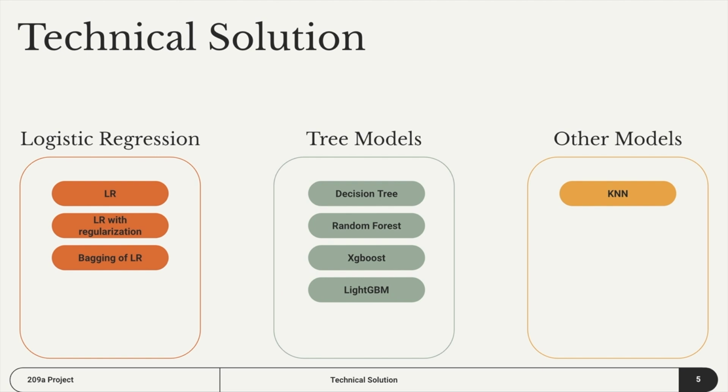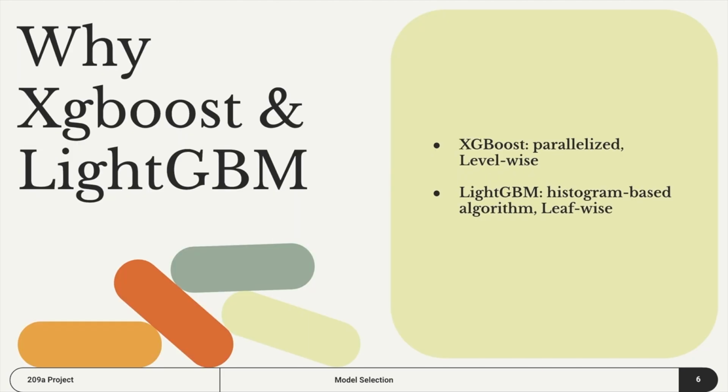The main modeling method we use is grid search CV with cross-validation equal to 5. And for random forest, we used random search with OOB error because random forest requires a lot of computational time. And now I'm going to specifically talk about why we chose to further explore XGBoost and LightGBM.